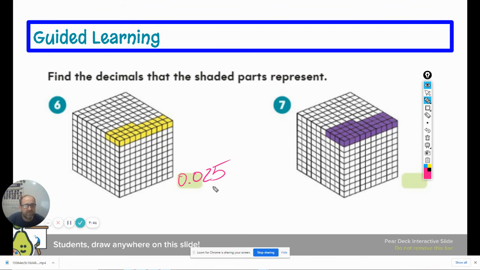I see 1, 2, 3 longs with 5. That looks like 0 and 35 thousandths, except you need a 0 right there.